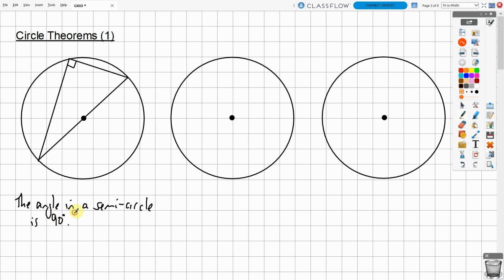And I'm going to put that in quotes because that is a statement that you need to learn just as much as you need to know the statement angles in a triangle add up to 180 degrees. You need to know that the angle in a semicircle is 90 degrees.